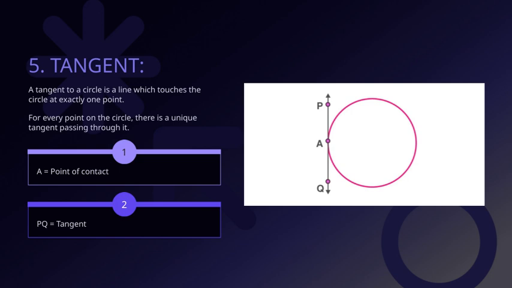through. This property helps us understand how tangents behave in relation to circles, and it's fundamental in many geometric proofs and constructions. Remember, the key takeaway here is that a tangent touches the circle at exactly one point, and for each point on the circle, there's a unique tangent passing through it.